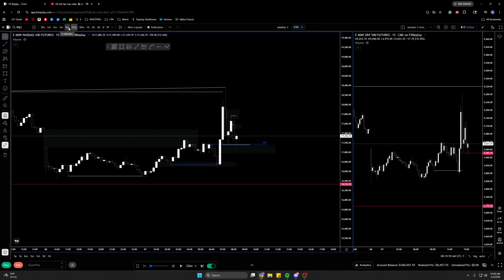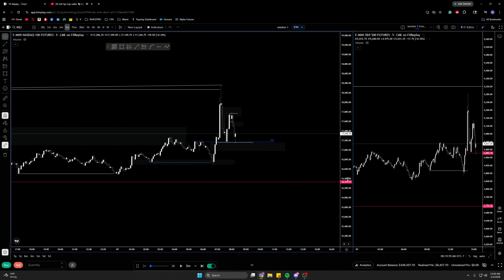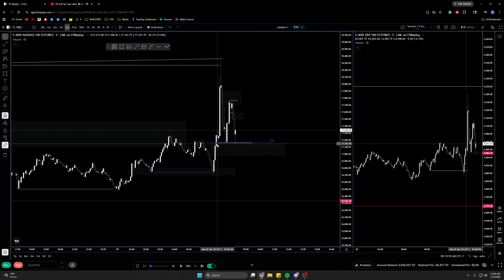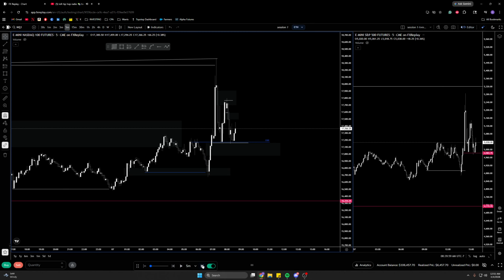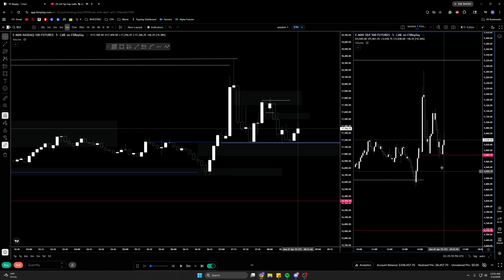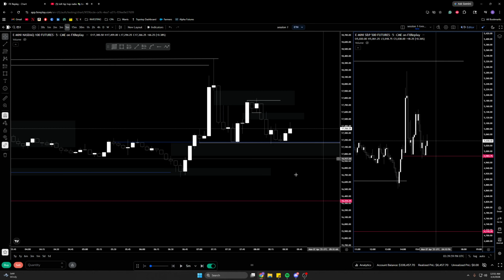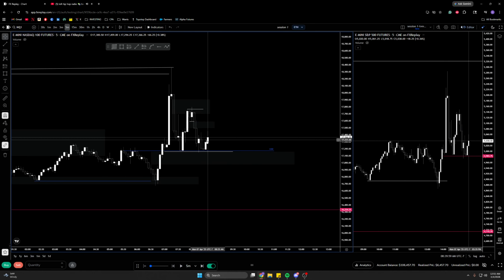Okay. Let's go ahead and see what happens. I mean, this change of the state is still kind of holding. And we also have a higher time frame gap resting right here as well. So we're tapping that. Looks like ES also tapped into its gap here. What time is this? This is currently 8:35.